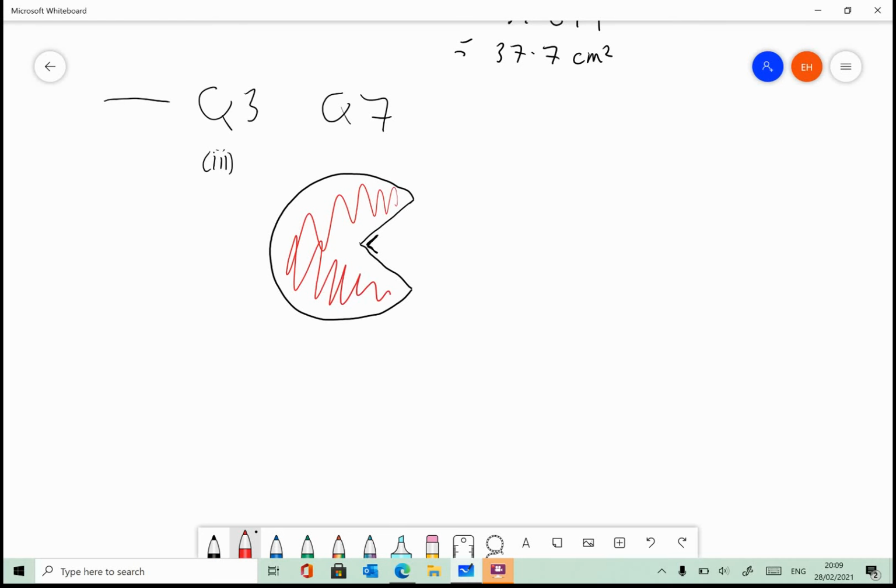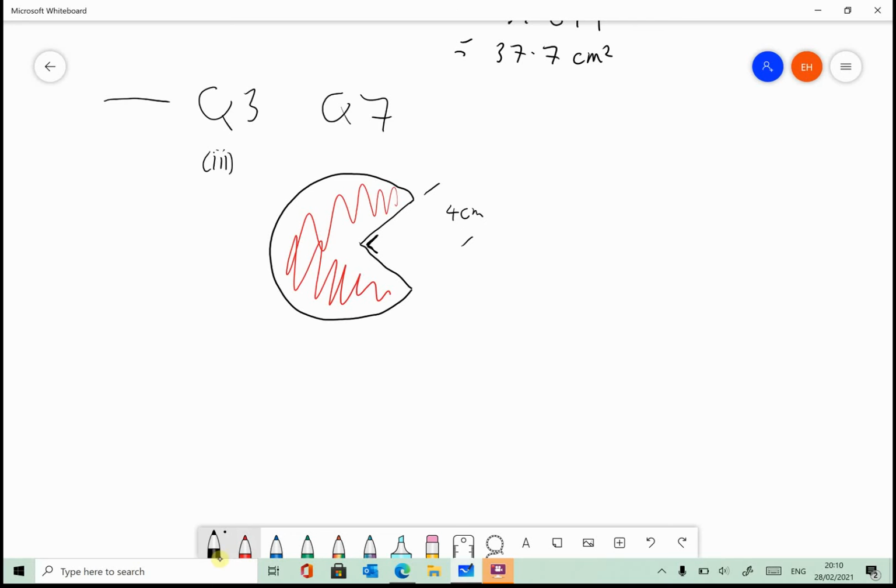That zone is 3/4 of a circle. We're asked to calculate the area. We're also told that that distance is 4 centimeters, so the radius is 4 centimeters.